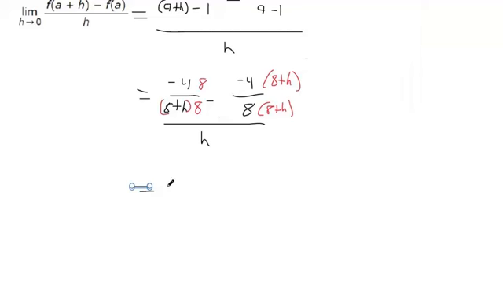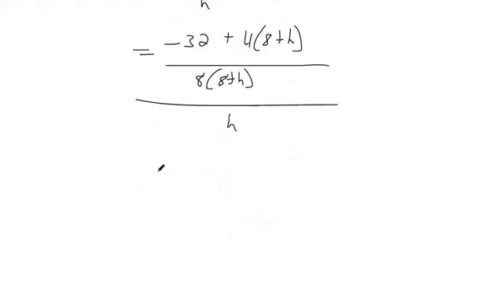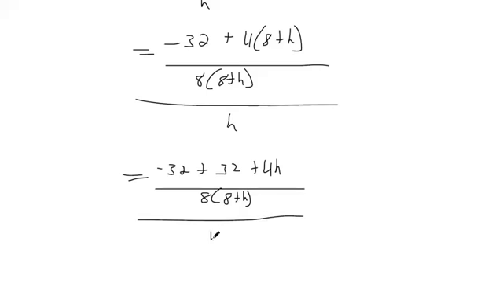Okay, so if we do that, then we've got negative 4 times 8, which is negative 32. And then minus a negative 4, I'll change that to plus 4 multiplied to 8 plus H in parentheses. That's all over 8 times 8 plus H. Okay, that's what this part is, and it's still all being divided by H. So we can distribute in the top. We can distribute that 4. So it's negative 32 plus 4H. It's all over 8 plus H. And then this whole thing was being divided by H.